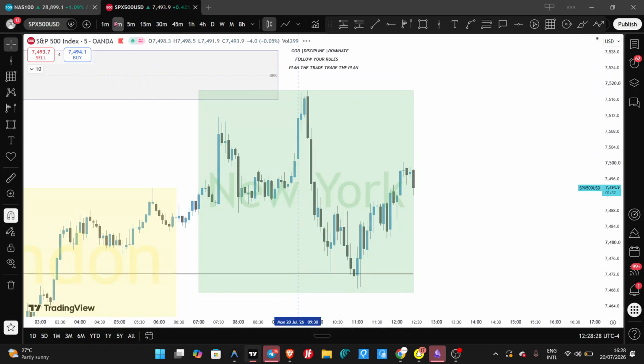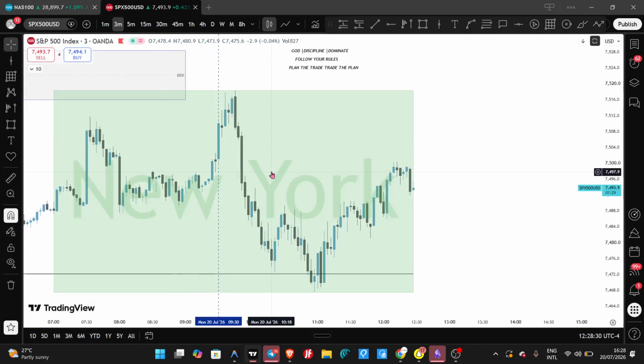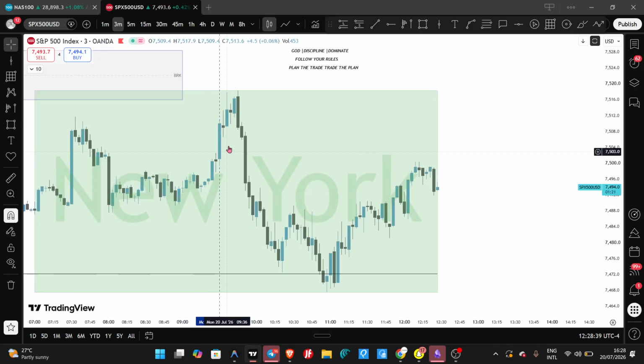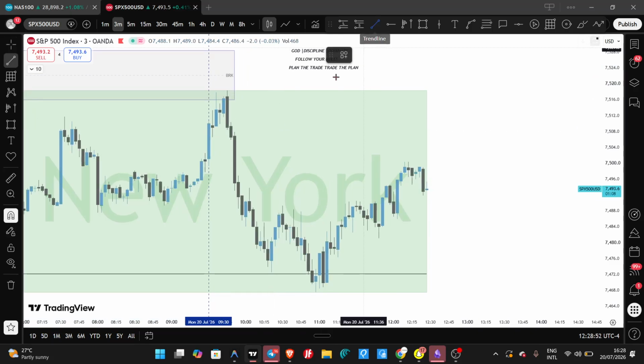Me personally, I like to wait for the reaction because buying straight off of 930 or selling straight off of 930 is not really my thing, because at 930, look at your chart. The 930 candle is usually the manipulation candle. The first move is usually the fake move. You understand? But trading is trading. Everyone has their own idea on what they look for on the chart.